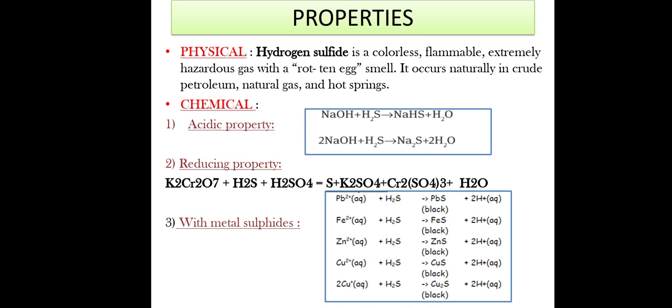If we see the reducing property, when H2S is passed through orange colored acidified potassium dichromate solution, it is reduced to green colored chromic salt and itself is oxidized to sulfur. Equation is given in the slide.